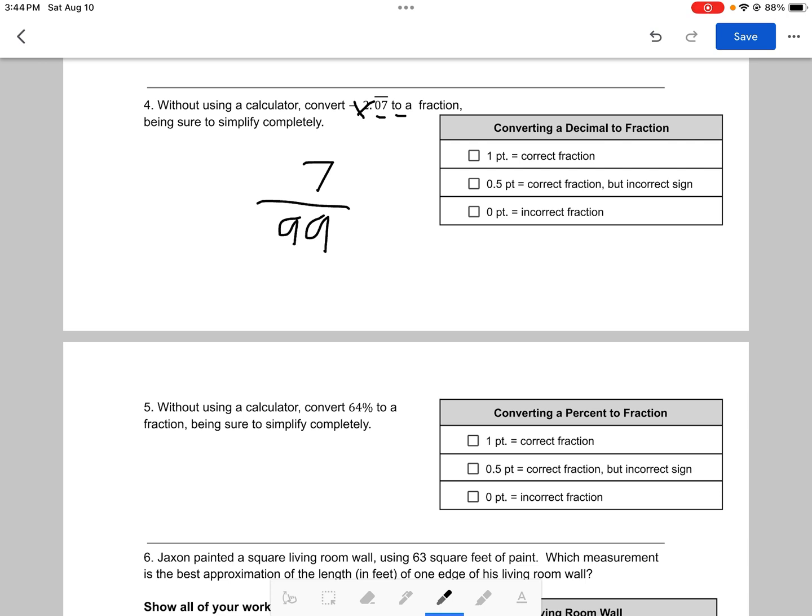So it's just 7 over 99. Now I can bring back my negative 2 and make this a mixed number. So this becomes negative 2 and 7 over 99. And there's no other way for me to simplify that fraction.